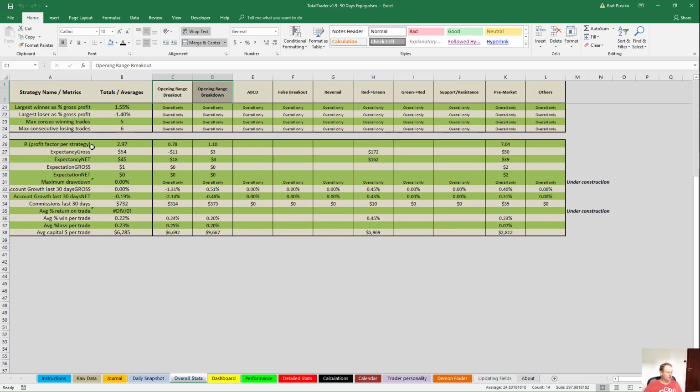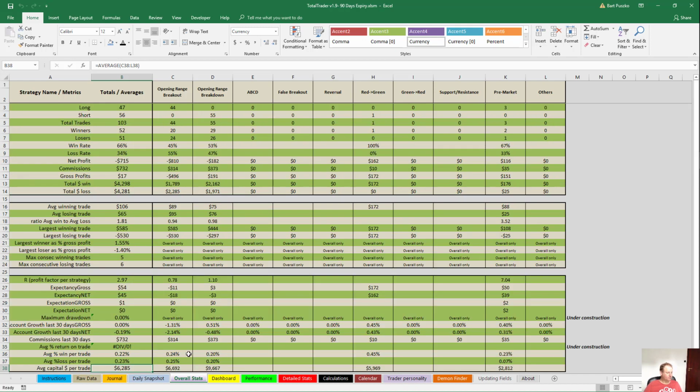And then the last section contains some slightly, I would say, maybe less common metrics, but still worthwhile. A couple are under construction, I'm still working on them. But the most common ones, you've got your R, which is your profit factor, expectancy, gross and net, expectation, which is a little bit different, maximum drawdown I'm still working on, and account growth, gross and net, commissions, and then your averages of returns per trade and your average capital you spend per trade. So that's the overall stats.